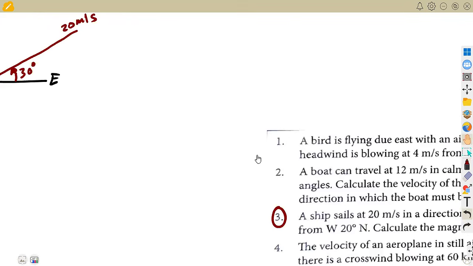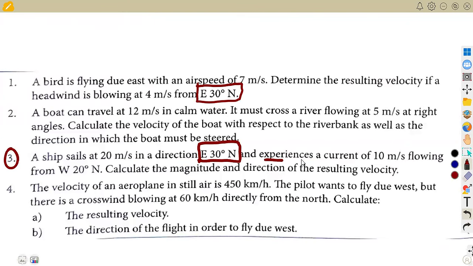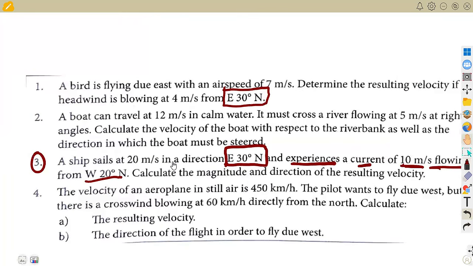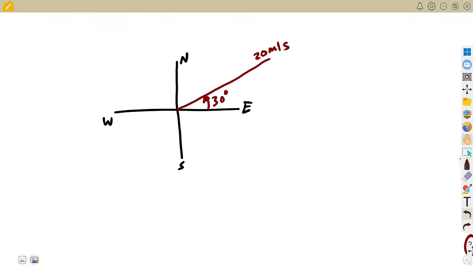But as it is moving, it experiences a current. Just like the bird that we had, it experienced a headwind. It is affected by a certain current of 10 meters per second flowing from the west, 20 degrees to the north. Meaning to say, this is what we have. This is west here. The current is moving from the west to the north, like the direction, west north. So the angle there is supposed to be like this. Remember the concept.